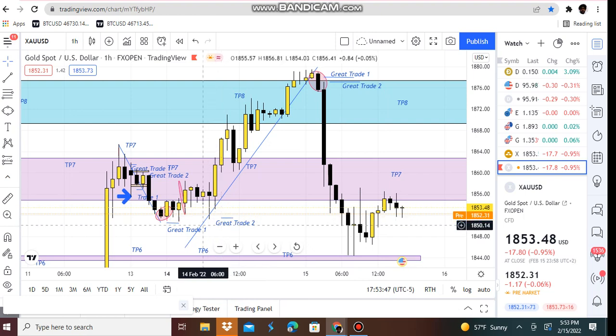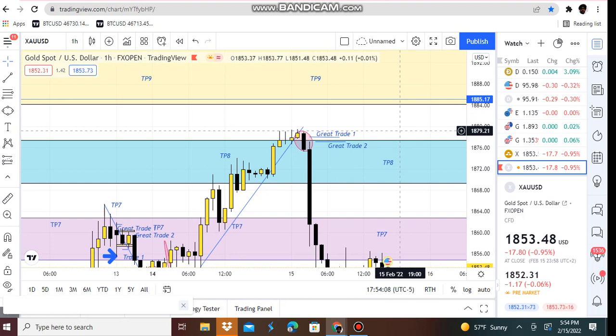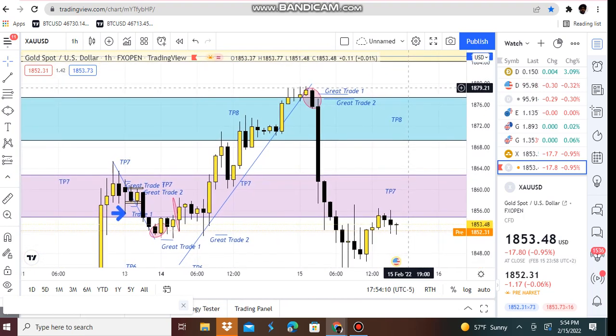Like we could have, from Great Trade 1, Great Trade 2, 1814, rolled this all the way up to take profit 8, and we could have tried to swing trade this if we wanted to. That's one of the options we could have done. Price eventually goes past Great Trade 2 and Great Trade 1, and it stops you out at 1844, as you're trying to be greedy and thinking price is going up to take profit 9, and it doesn't.